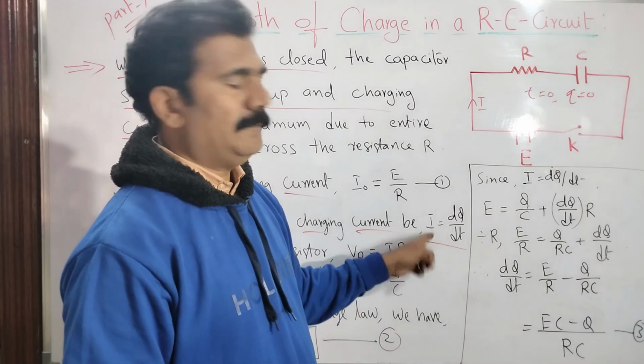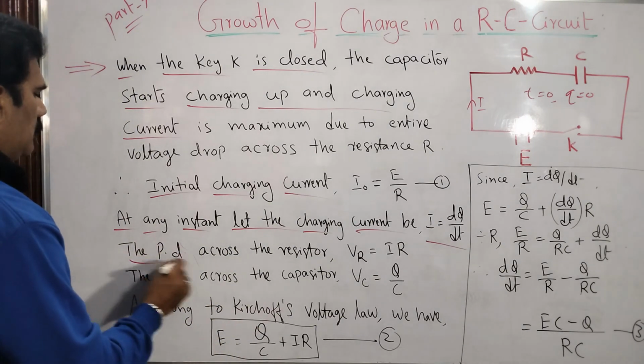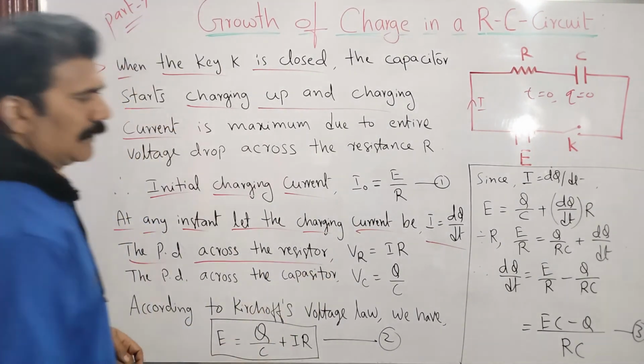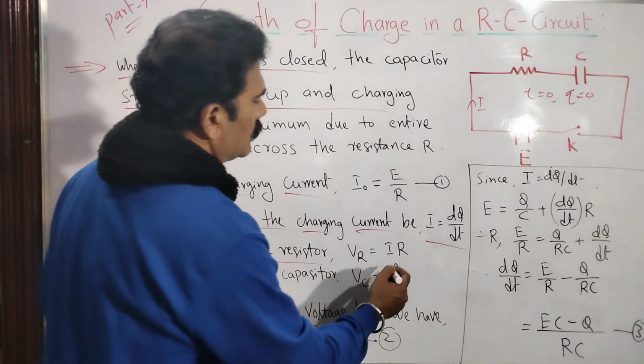Correct? Now, what is the potential drop across the resistor then? As I told, VR is equal to I into R.